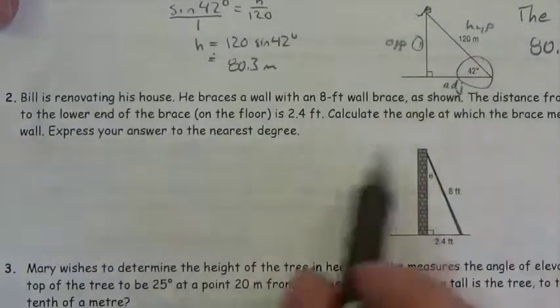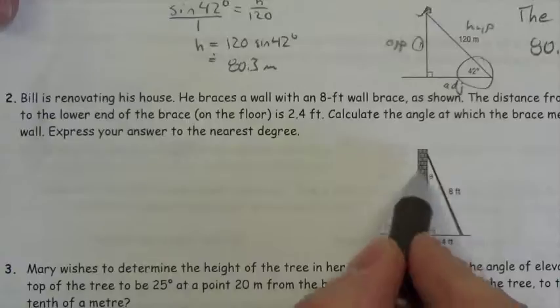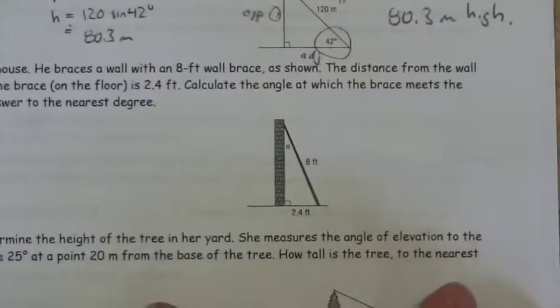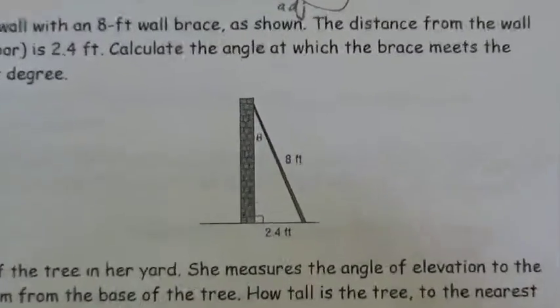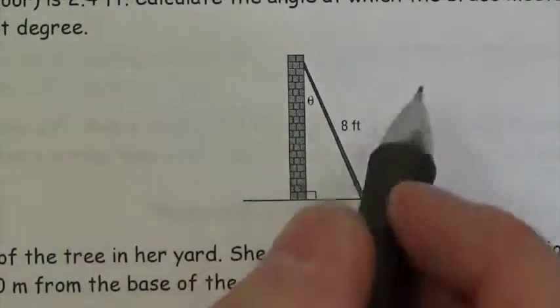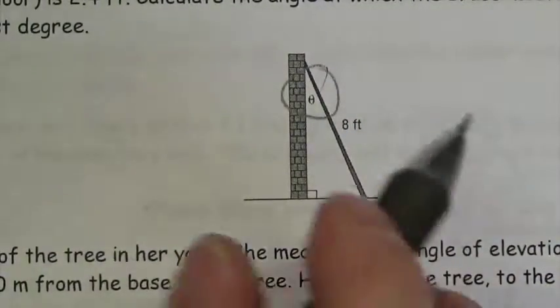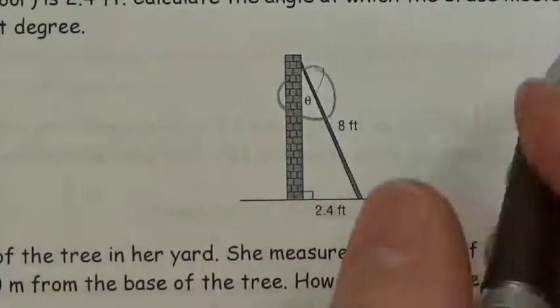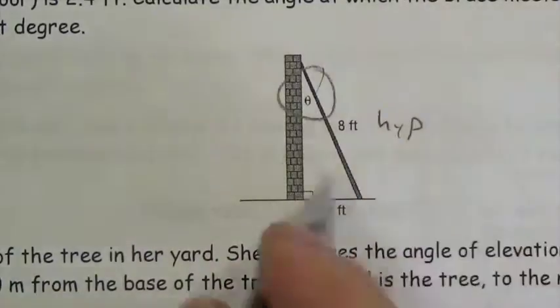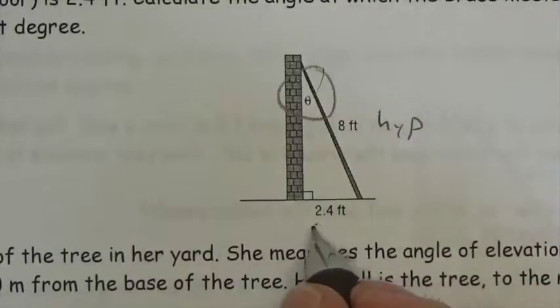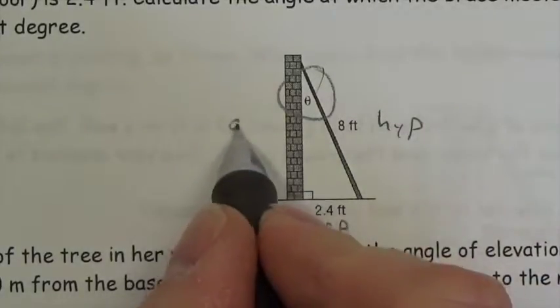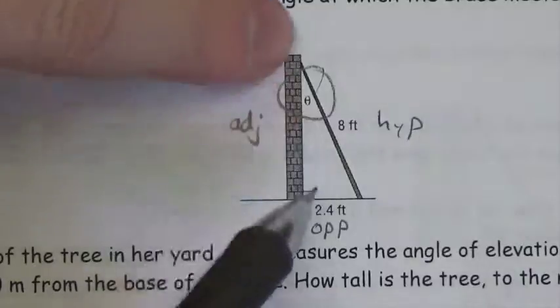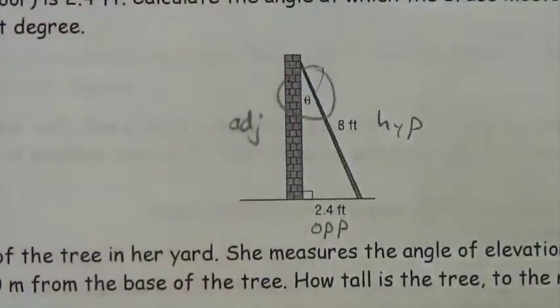Calculate the angle at which the brace meets the wall. So that's the one up here. And so now let's just zoom in on this. So here's the angle that we're interested in. So that tells us how we're going to label everything. This was the hypotenuse right from the beginning, but that makes this 2.4 the opposite side. And then this one right here, because it's part of the angle, is adjacent.